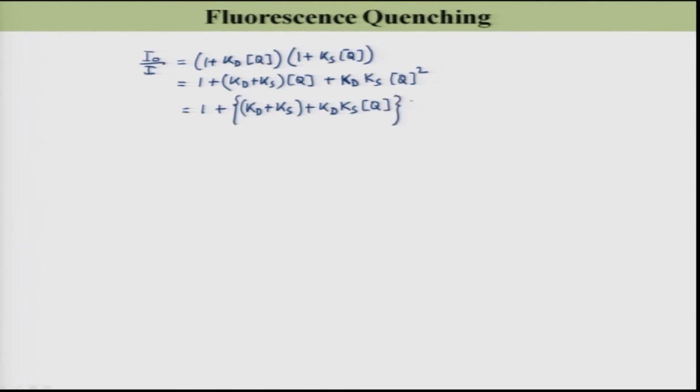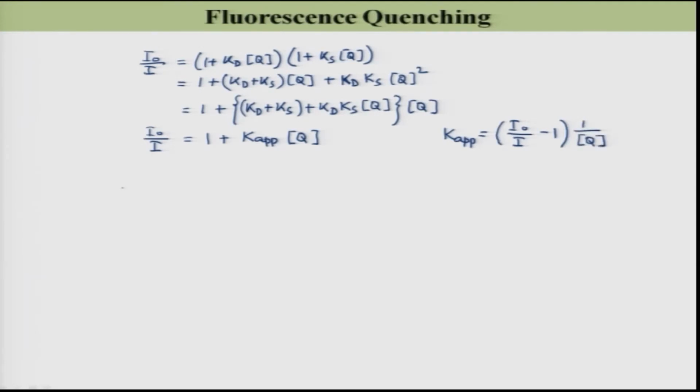that whole thing is multiplied by Q, and let me write it as 1 plus K apparent into Q. So, you see I got this equation I0 by I equal to 1 plus K apparent into Q, and here the K apparent, I can write this K apparent is equal to I0 by I minus 1 into 1 over concentration of the quencher, right.